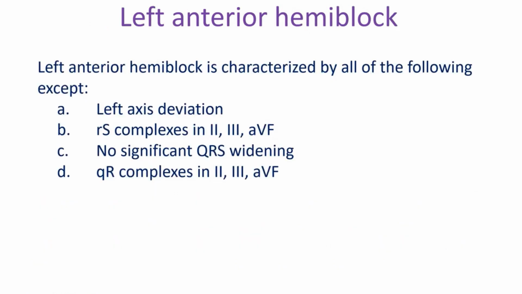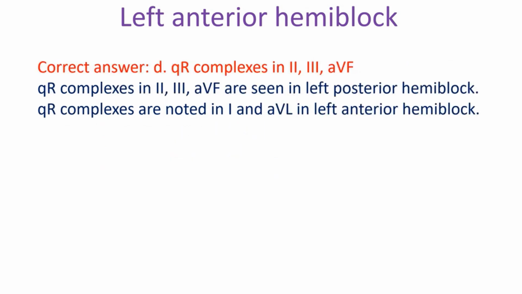Left anterior hemiblock is characterized by all of the following except: A. Left axis deviation, B. RS complexes in II, III, aVF, C. No significant QRS widening, D. QR complexes in II, III, aVF. Correct answer D. QR complexes in II, III, aVF.